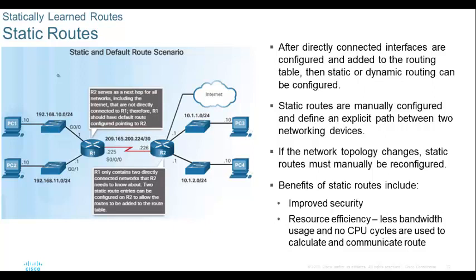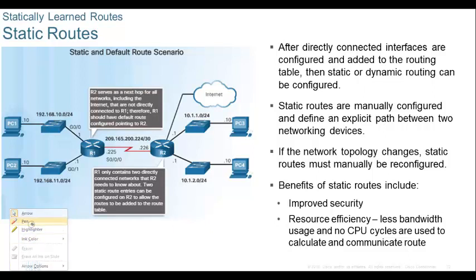In a network topology change, the static route must be manually reconfigured. This is the drawback of static route. What is the drawback of static route? When you write a route manually, if there is any change to the route that you have written, then we have to go, delete the old one and put the new info, the new change.